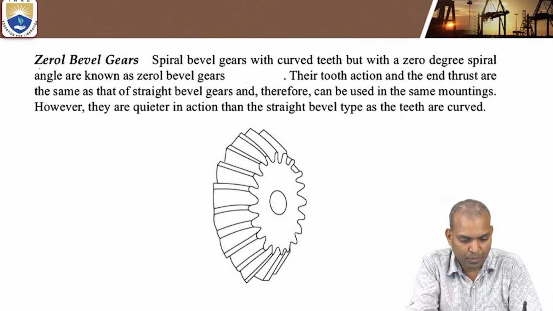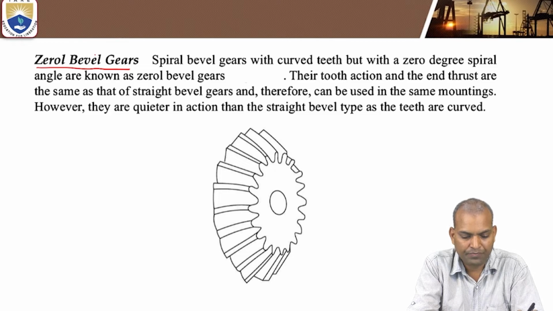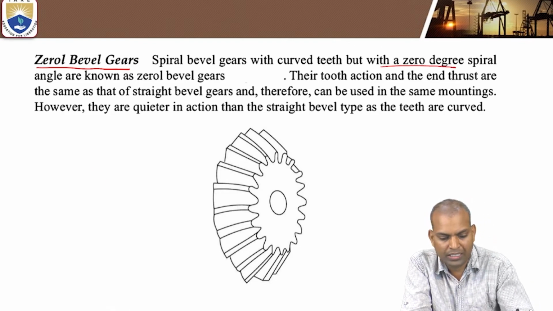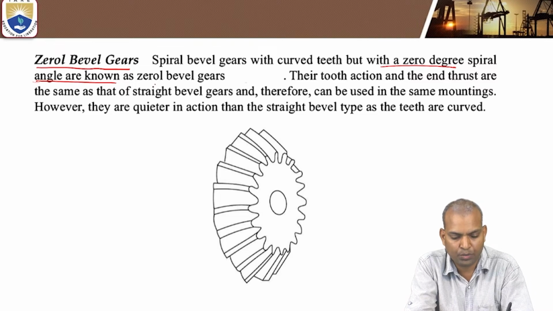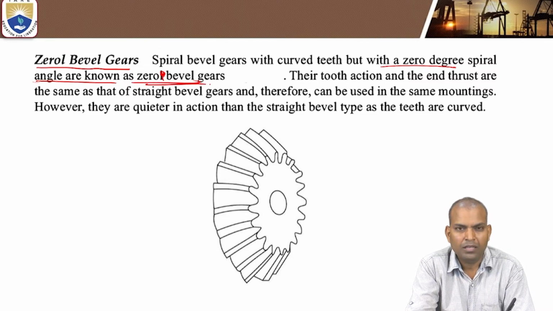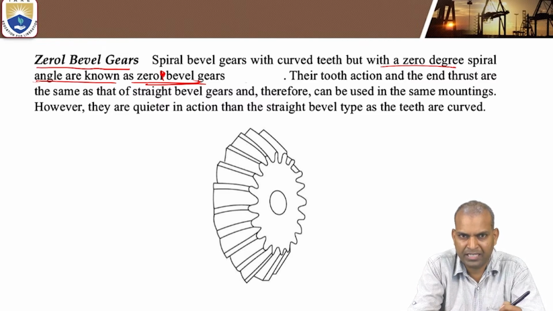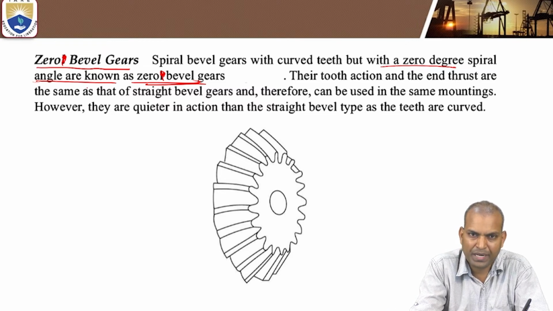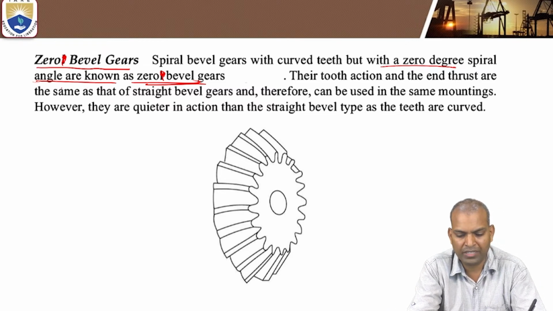And here is the zero bevel gear. Zero bevel gears are spiral bevel gears with curved teeth, but very important, with a zero-degree spiral. Even in a spiral bevel gear there is some inclination, but in this zero bevel gear it is a zero-degree inclination. That means no inclination, but still a spiral. Then it is known as a zero bevel gear.